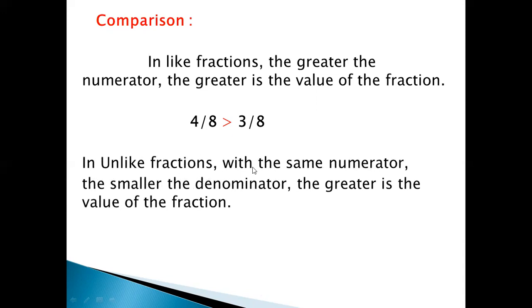But in unlike fractions with the same numerator, the smaller the denominator, the greater is the value of fraction. Look at this example. Numerators are the same, but now denominators are different. These are unlike fractions. So if the numerators are the same and denominators are different, how will you judge? It is inverse. If the denominator is smaller, the fraction will be greater. If the lower number is smaller, then fraction will be greater. This fraction is greater than this one because its lower number, its denominator is smaller than this one.